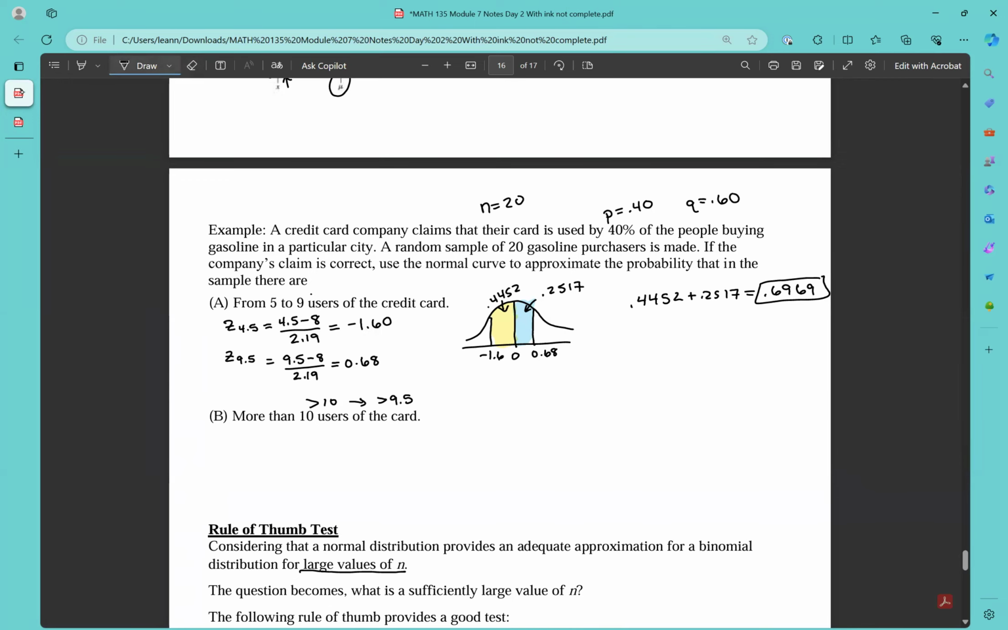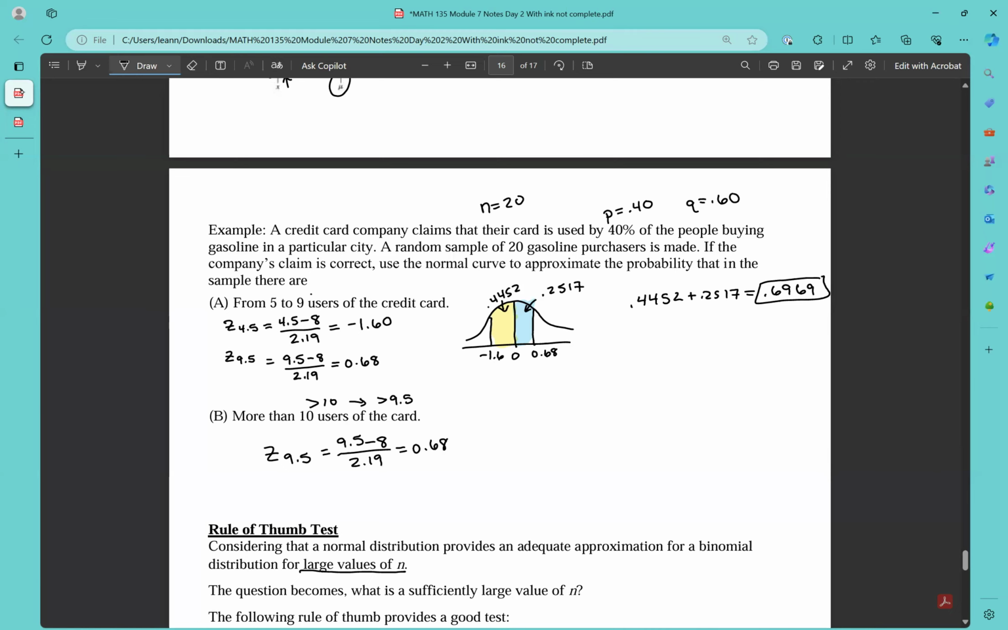Now I need to have room to draw it. Okay, so z of 9.5 is going to be 9.5 minus 8 over 2.19. For some reason, I didn't have this one worked out in my notes. We have 9.5 minus 8 is 1.5, divided by 2.19, and that's going to be 0.68.